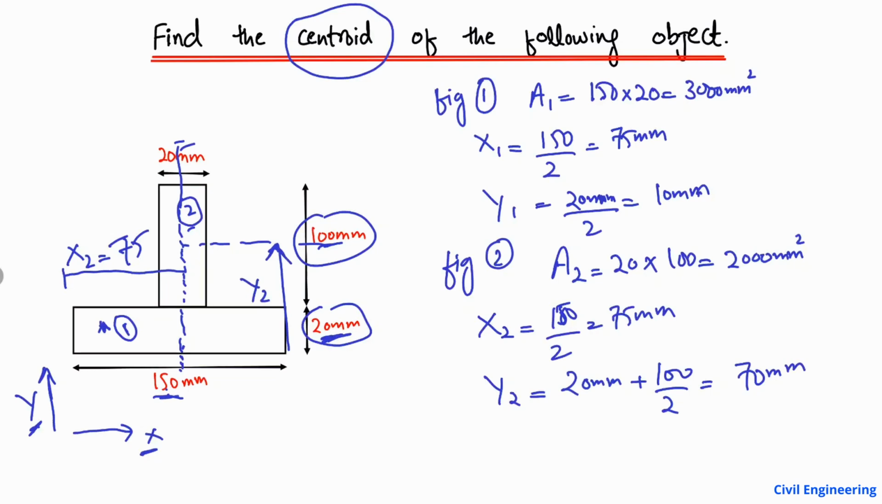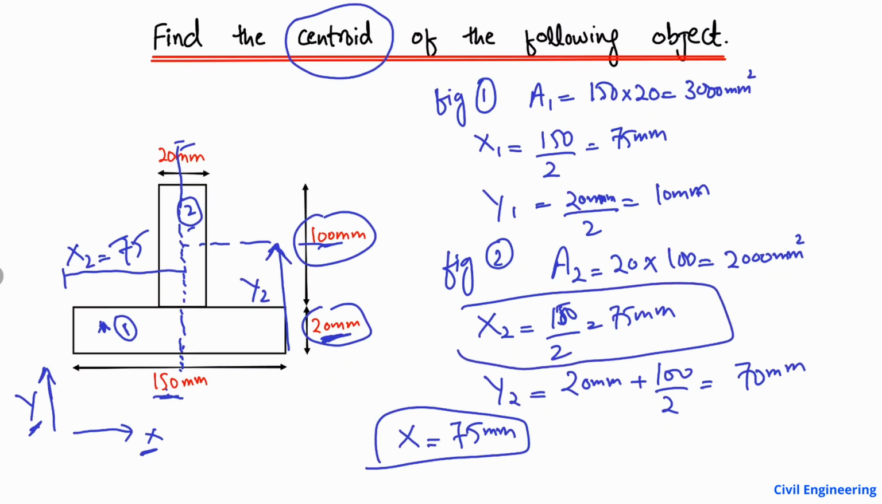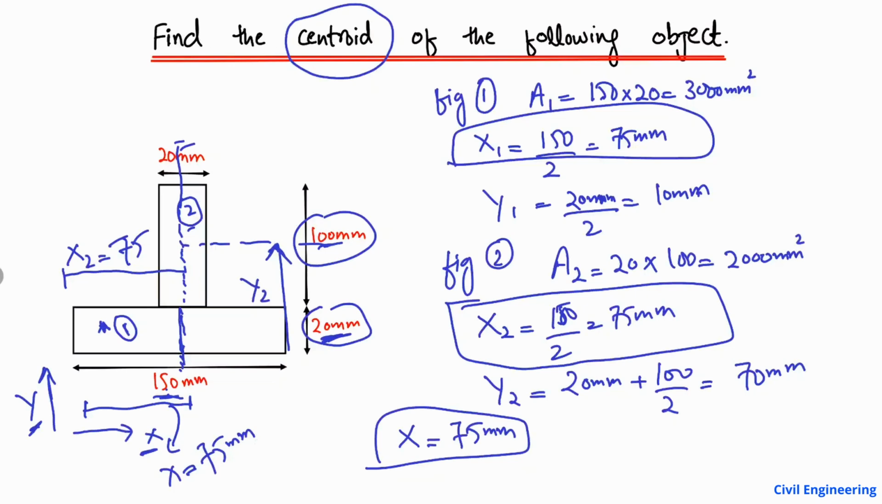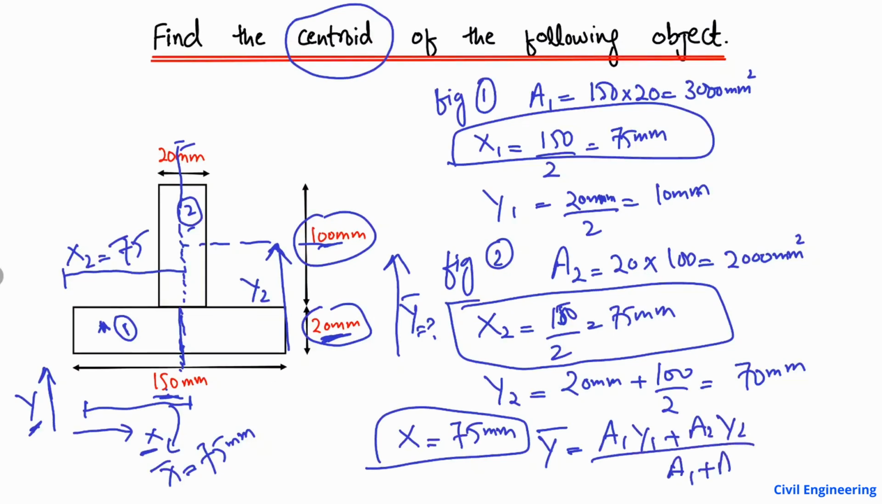Now how to find out the centroid? In the x direction, the centroid is 75 mm. It is clear because x2 and x1 are both the same value and they are lying on one another. So in the x direction, the centroid x is equal to 75 millimeter. But in the y direction, the centroid y bar is unknown, and we have to find this y bar. For this, we can use this formula: y bar is equal to area of 1 into y1 plus area of 2 into y2, divided by area of 1 plus area of 2.